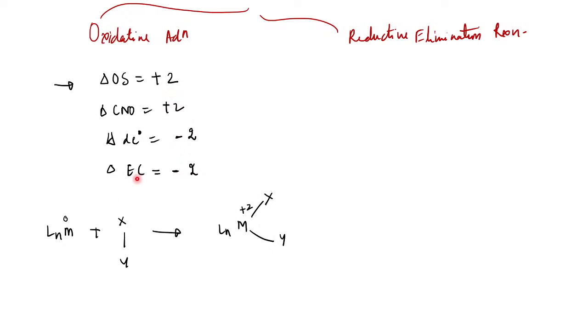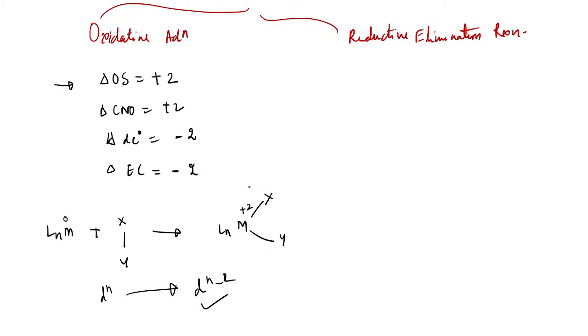Coordination number increases by 2 units. Let's suppose the coordination number is 4 over here, so there is an increment of 2 in coordination number. D electrons decrease by 2. Definitely if the oxidation state is increasing, the d electrons reduce by 2. If we have 10 d electrons, in the product it will be 8 d electrons. And the electronic configuration reduces by 2: if the electronic configuration is d^n, we'll have d^(n-2). So these types of reactions are oxidative addition reactions.